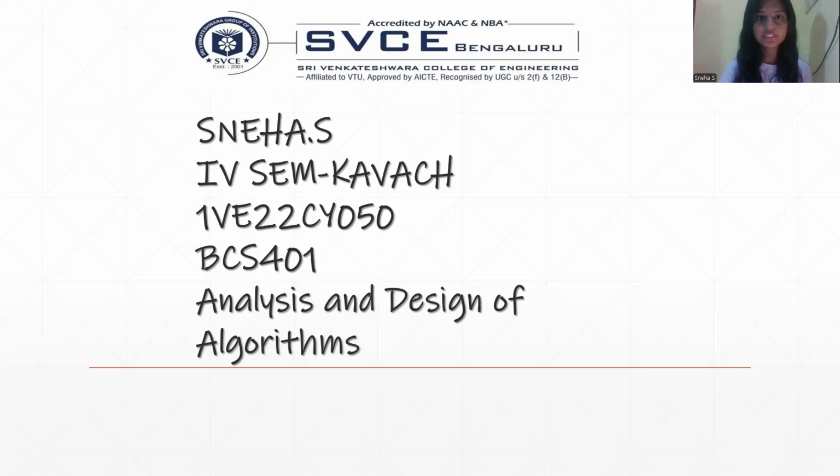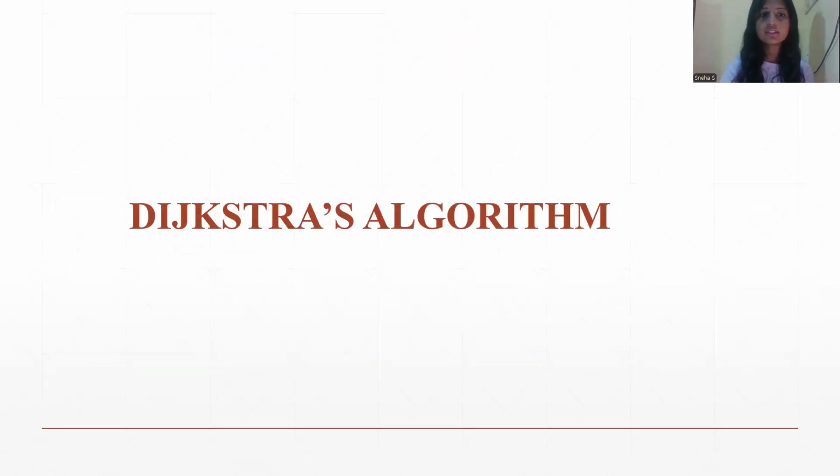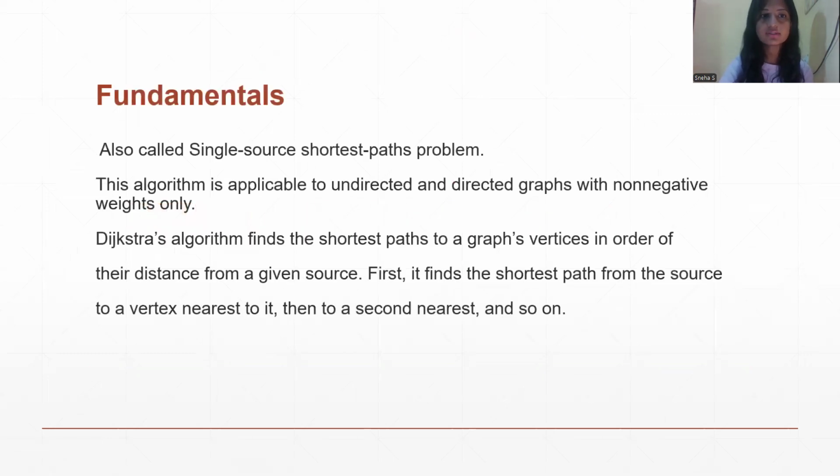I'm Sneha from Sri Venkateshwara College of Engineering, and today we'll be dealing with a topic from analysis and design of algorithms, that is Dijkstra's algorithm. These are the fundamentals. This algorithm is also called the single source shortest paths algorithm. It basically deals with finding the shortest path from a graph's vertex, that is a source, to the next node. There'll be so many vertexes. Vertexes are also called nodes. So you have to find the distance from the source to the next node and so on.